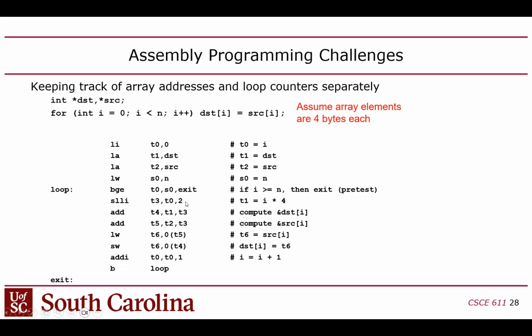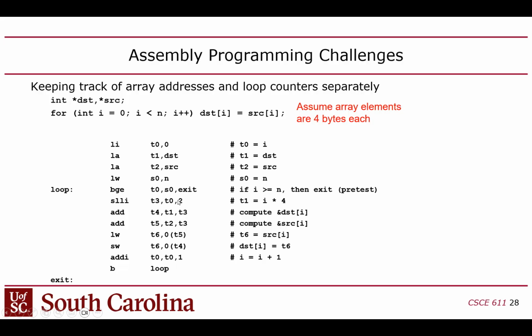Why am I doing that? Because T0 is incrementing by 1 each time through the loop. But in order to use it to calculate addresses, I have to not add 1, I have to add the size of each element in the array, which is actually 4, assuming that this is 32-bit values here. I don't show the declaration. Oh, I do. Integer, source, dest. Yeah. Assuming it's an integer on a 32-bit machine, right? So I take T0 and I shift it by 2 bits to the left simply to multiply it by 4.